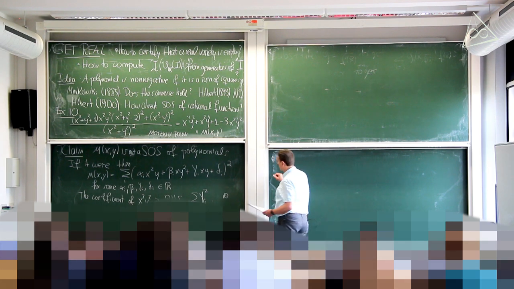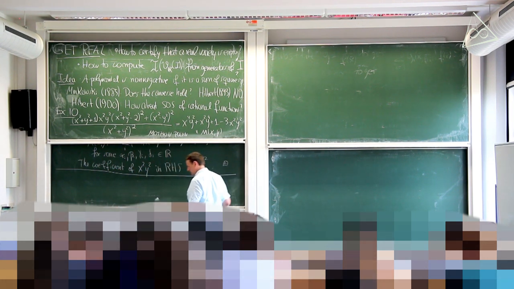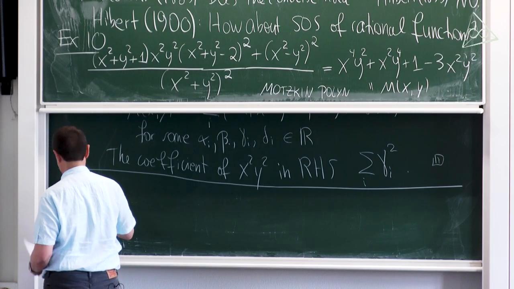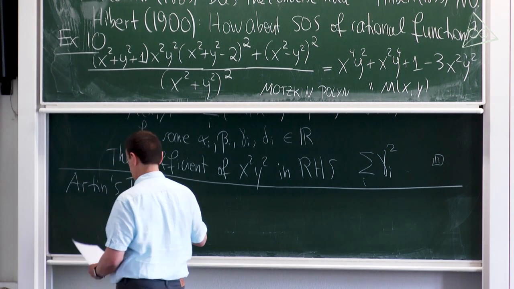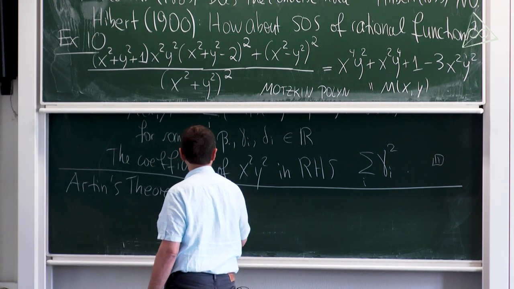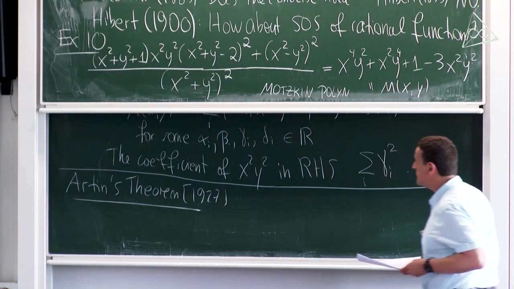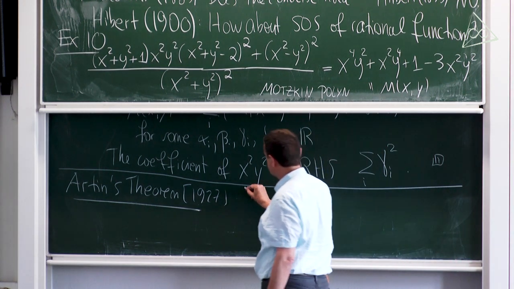Now, Artin showed that this always works. This is Artin's theorem. Let's state this here. So Artin answered Hilbert's question. Artin's theorem, this is Emil Artin from Hamburg, 1927, father of Mike Artin, celebrated non-commutative algebraist. So Artin's theorem from 1927 answers Hilbert's question.